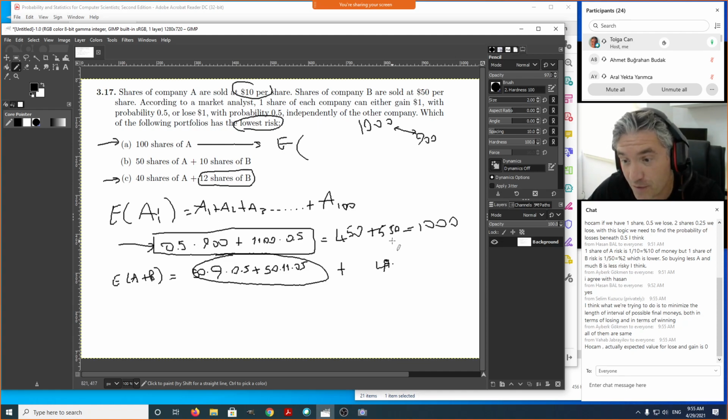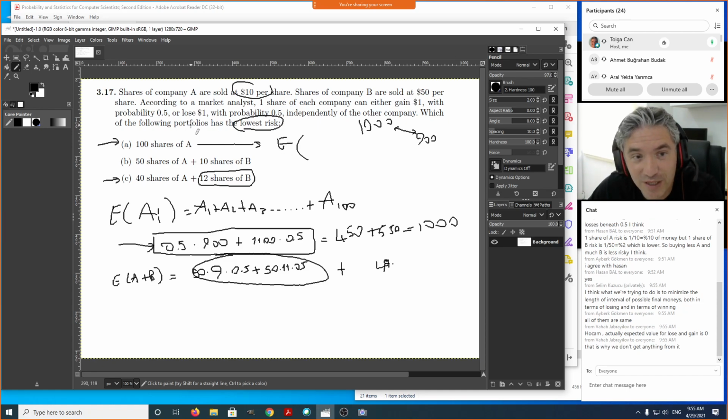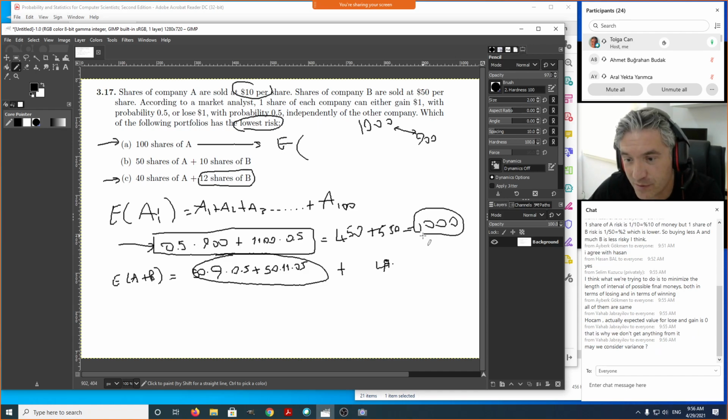The expected value for losing or gaining, since they're equal to each other, the expected value of losing or gaining is 0. So therefore, when you look at the expected value of everything, you will not be losing or gaining anything. That's the expected value. Okay. Yeah, maybe that's a very good point, Wahab.